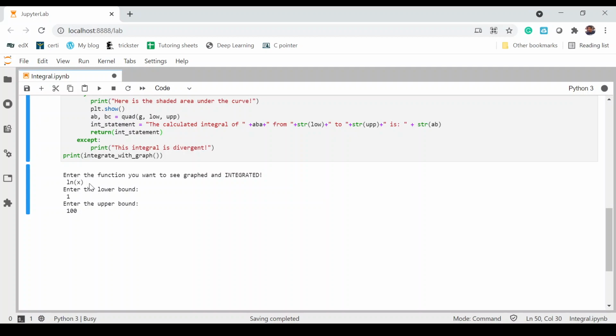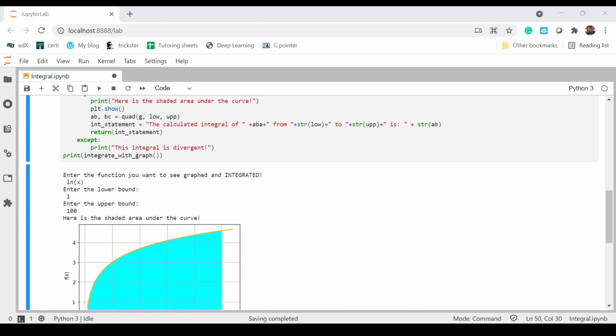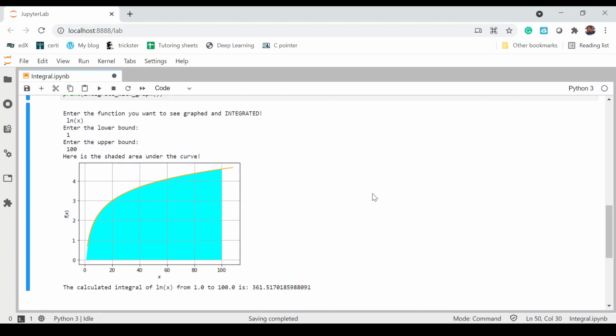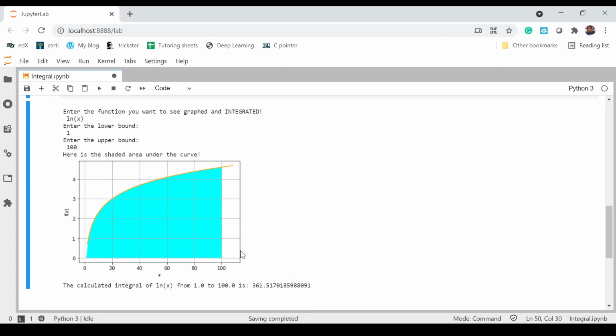It's taken a while to calculate because this is a Python program, as you know, and my computer is running a few more processes in parallel. So let's just wait for this. There it is. It's finally showed up, and you can see this is about 361. I'm not sure what that is in terms of e, but you see it's shaded the region from 1 to 100 of this natural log curve.